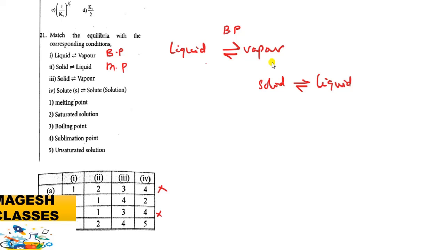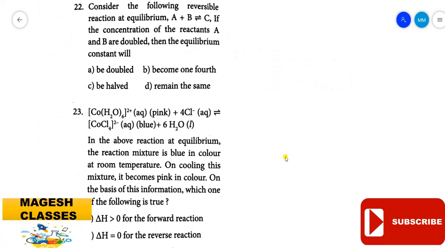Then solid to vapor. We know that the direct conversion of solid to vapor is called sublimation. So the equilibrium between the vapor and the solid is called sublimation. So the third case is sublimation. So for 3, it is 4. So your answer is B. Okay. Then solid and solute, it is a saturated solution, and so your answer is B.